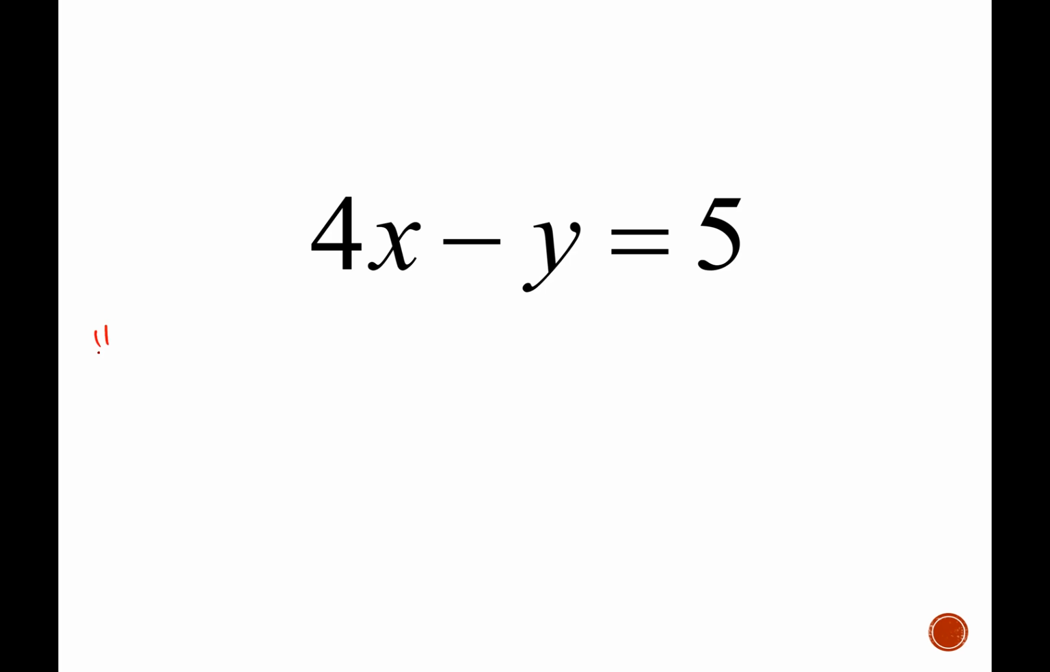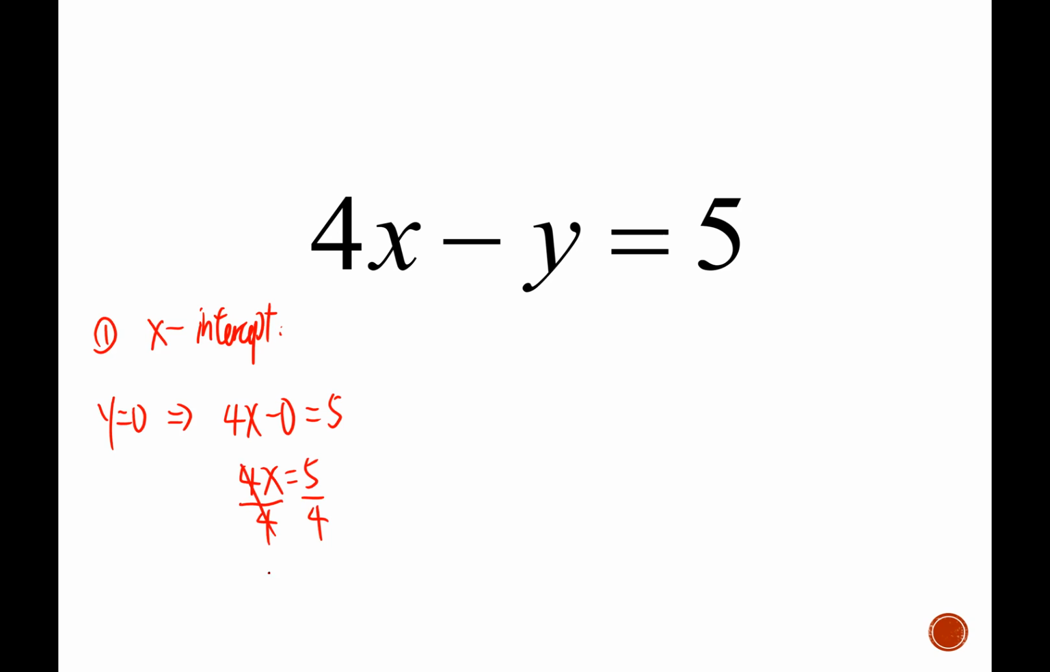The first one, let's start with the x-intercept, by setting y equal to 0. So you get 4x minus 0 equal to 5, so 4x equals 5. Divide both sides of the equation by 4, x equals 5 over 4. You can turn it into a decimal, 1.25. I guess a decimal usually gives you a better idea of the location of the number. So this is (1.25, 0).